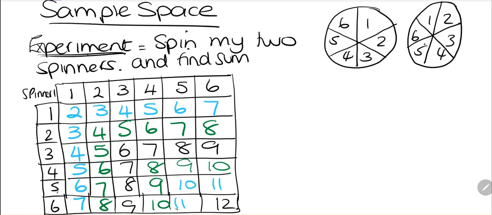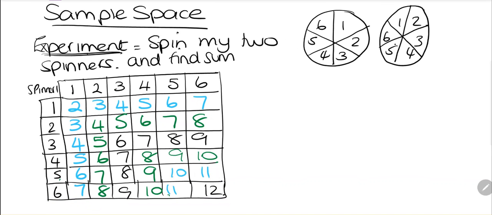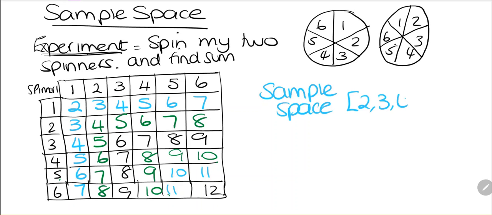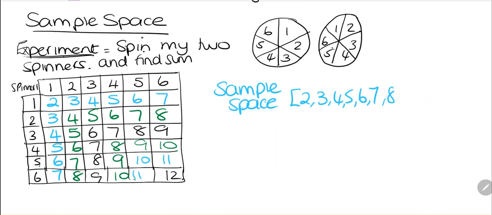So this is a sample space. And what we notice is our numbers will go from 2 to 12. So in our sample space, our possible values are going to be 2, 3, 4, 5, 6, 7, 8, 9, 10, 11, and 12.